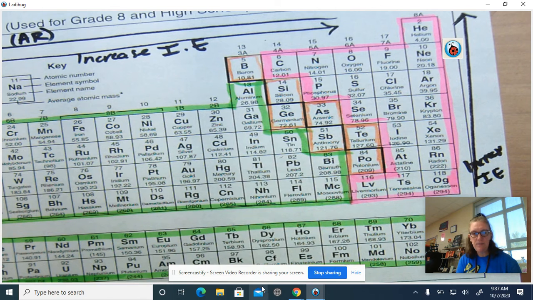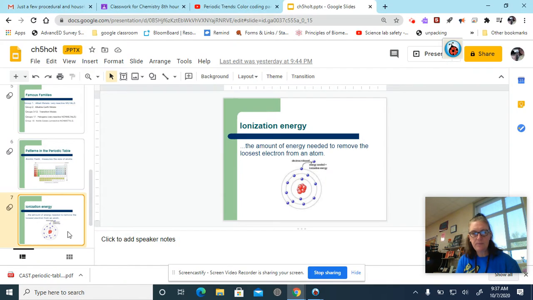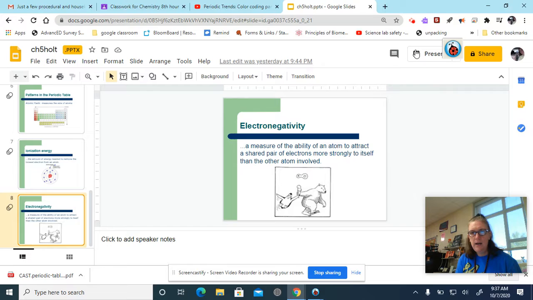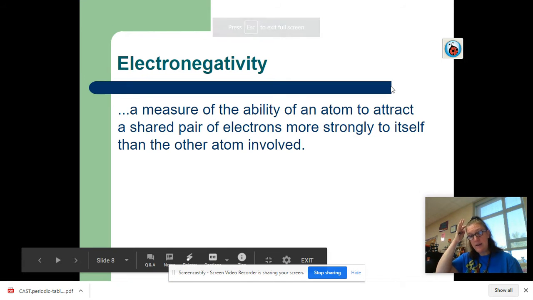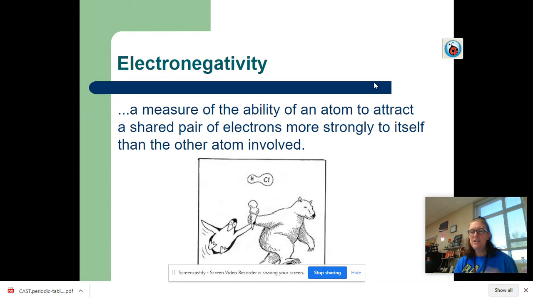Let's go look at the last trend, which is electronegativity. Electronegativity has to do with a measure of the ability of an atom to attract a shared pair of electrons more strongly to itself than another. So this has to do with bonding, and we're going to talk a lot more about electronegativity when we start talking about bonding. But basically, if two atoms are sharing a pair of electrons, one atom may have a stronger pull on that shared pair of electrons than the other atom. And whichever one has the stronger pull, that's called the more electronegative atom.